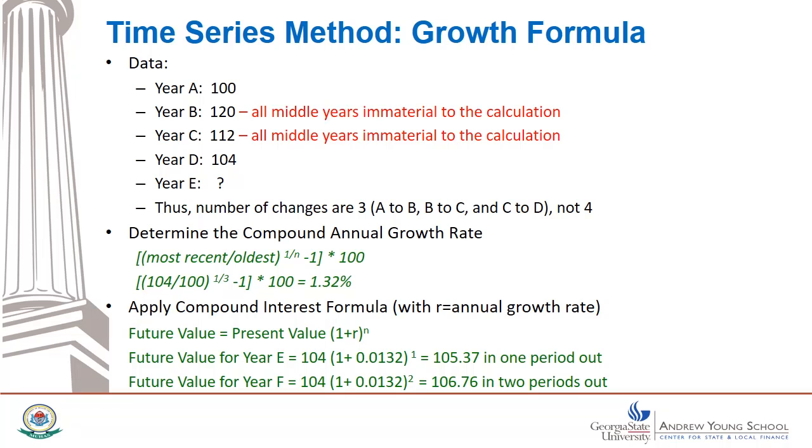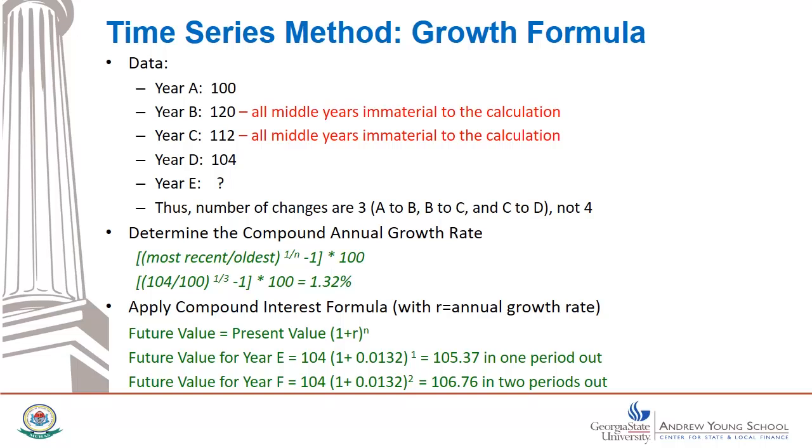The present value for year D is 104 times 1 plus the compound interest rate we just calculated, which is 1.32%, or restated as 0.0132, raised to the n of 1, produces the forecast of 105.37 for year E. If we want to project out further, we can use the same inputs but raise it to the power of 2 to produce a forecast for 2 periods out, or through year F, of 106.76.